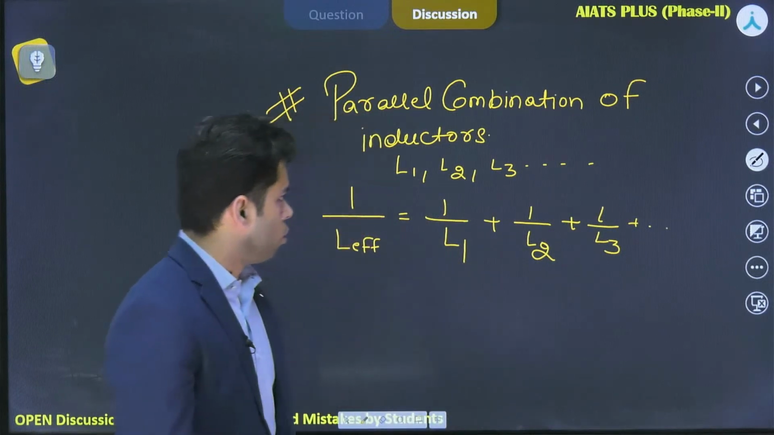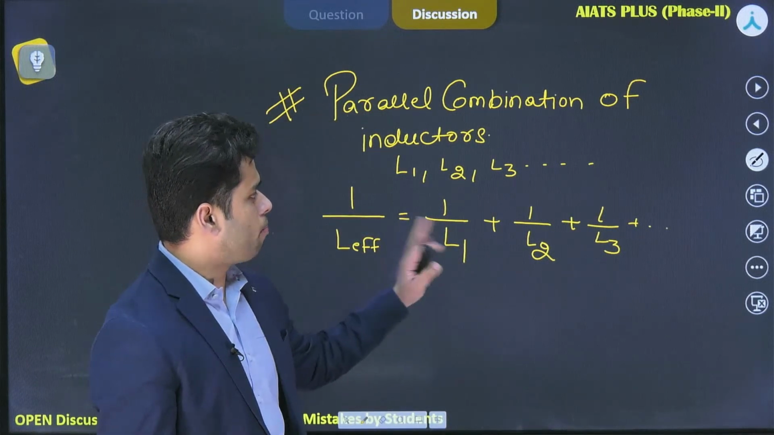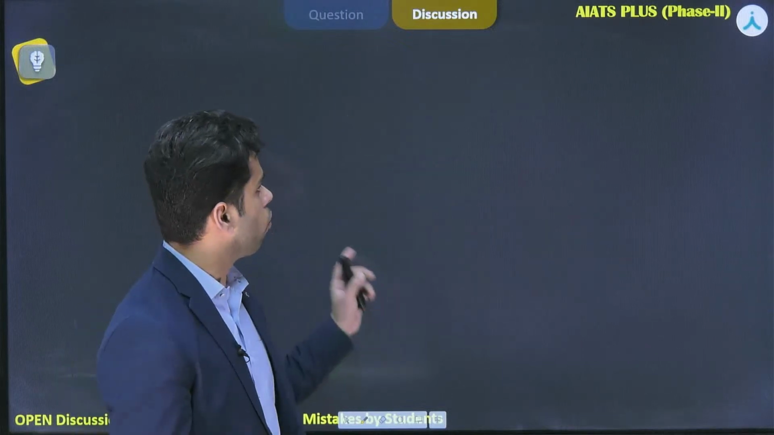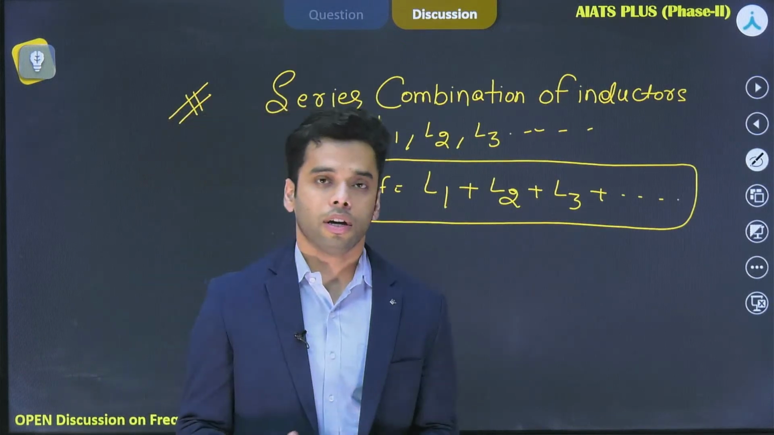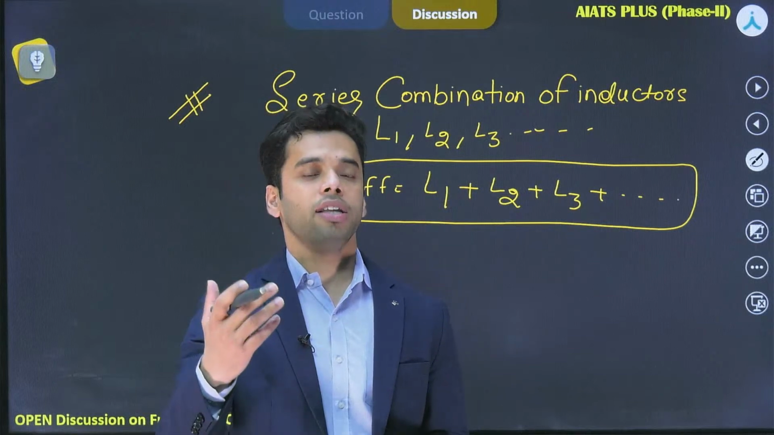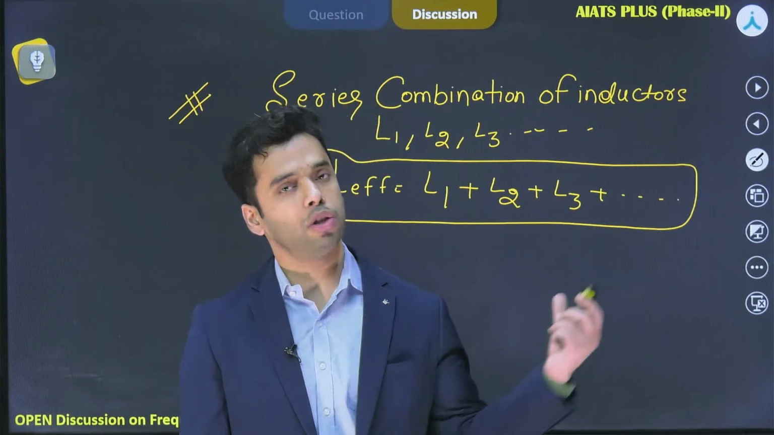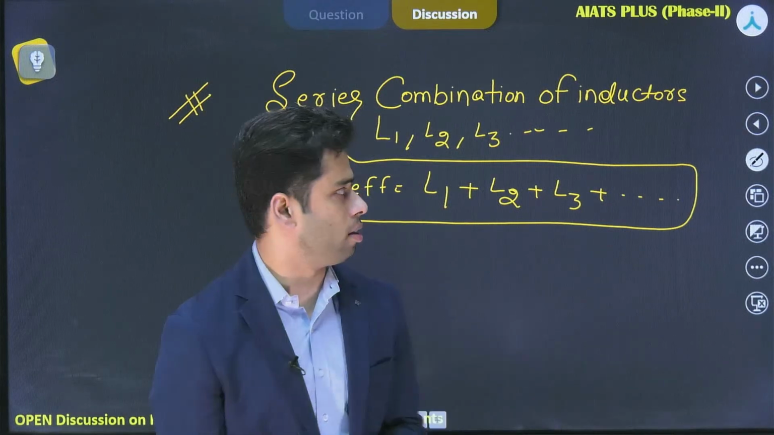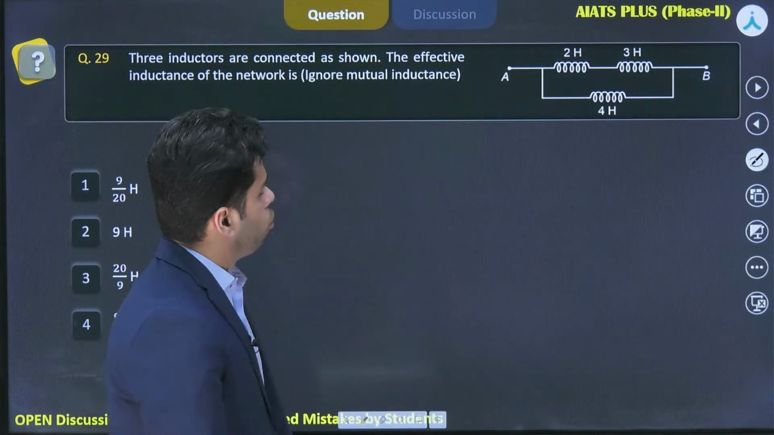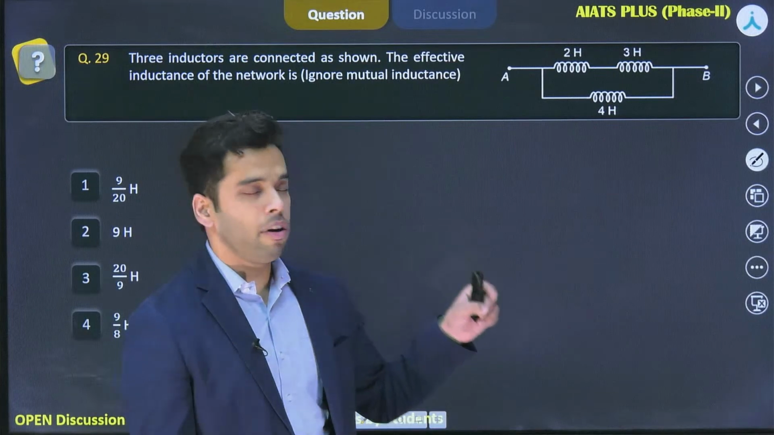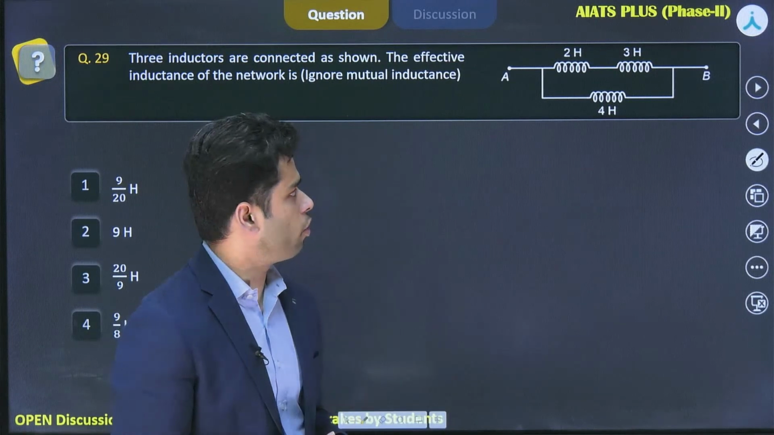Okay. So you have the formula for the parallel combination, you have the formula for the series combination. Now the problem is very simple. You have to identify which inductors are in parallel and which inductors are in series. You can use the respective formula to get to the answer. So you have 2 Henry, 3 Henry and 4 Henry. You need to find the effective inductance between point A and B.